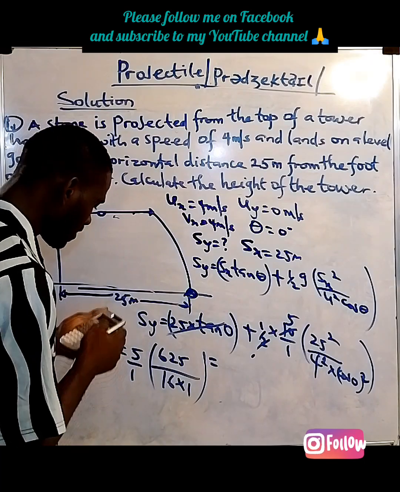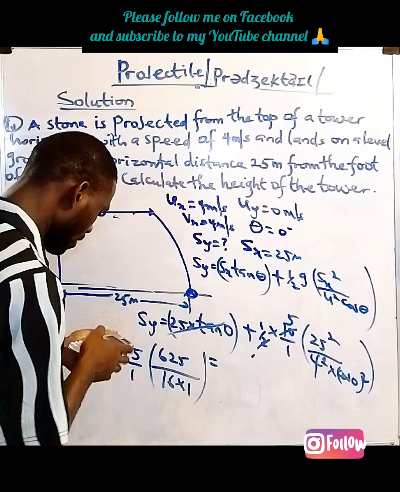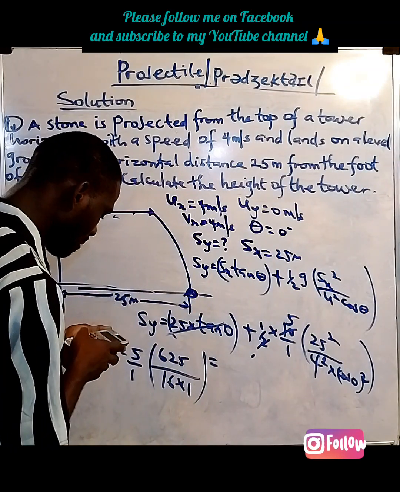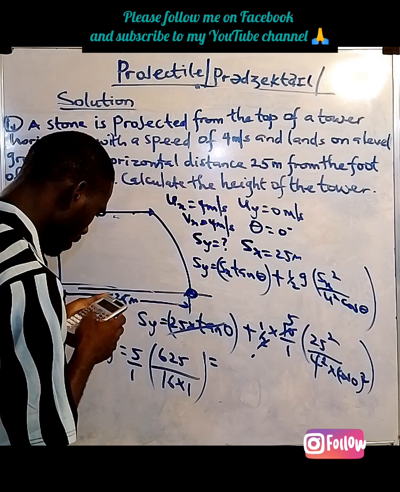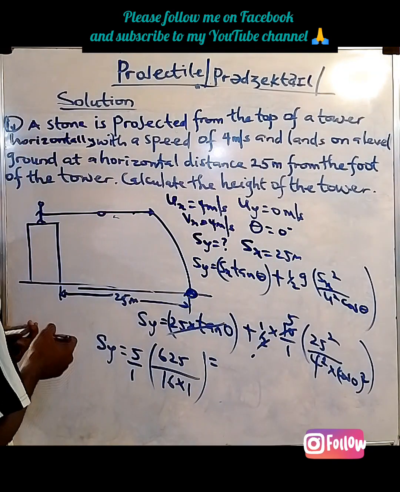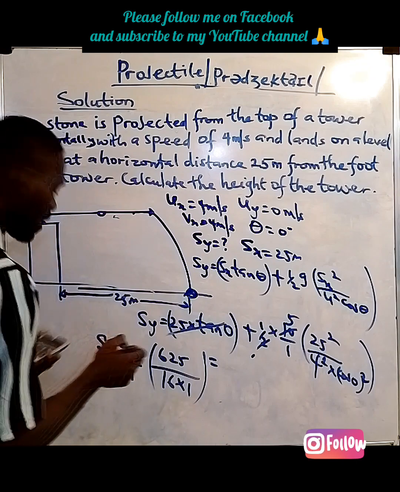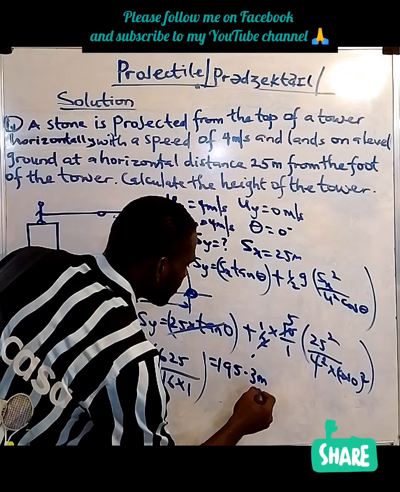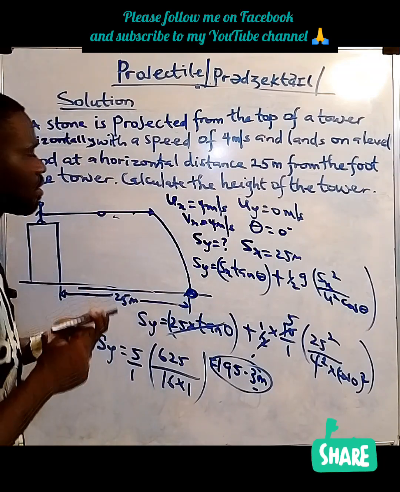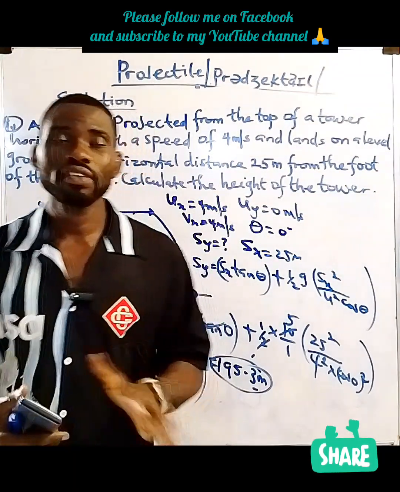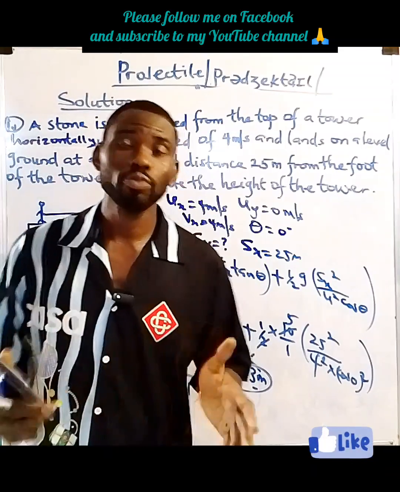So let's punch our figures into the calculator. Right here we have 5 times 625 divided by 16. We have 195.31. So the height of the tower is 195.3 meters. That's the height of the tower. As simple as that. So this is the solution for the very final question, and we're done with everything.